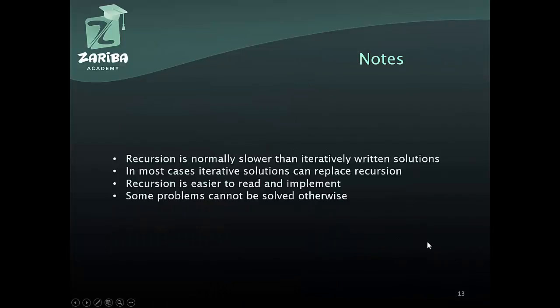So recursion is normally slower, but not always, than if you were to write it with a for loop or while loops and so on. In most cases, you can do an iterative solution to a problem that is done with recursion. So I think you can do something for the labyrinth searches as well, but that will be really complicated and hard to read. Normally it involves while loops and so on.